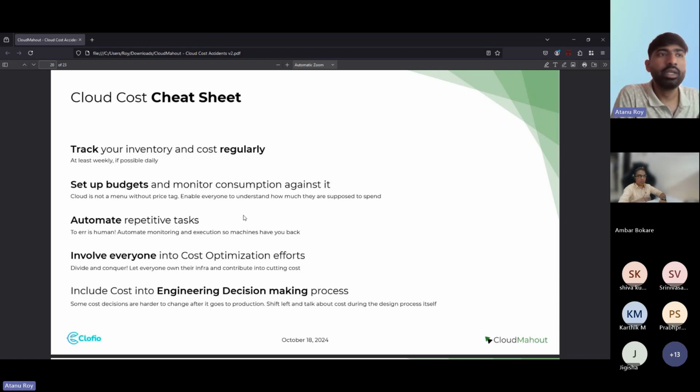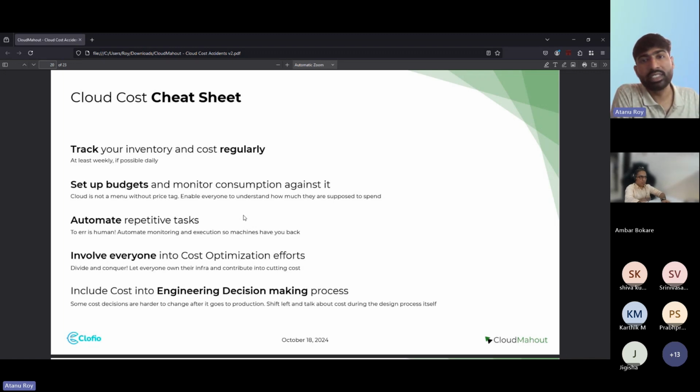Automate your monitoring. You can leverage the default cloud capabilities. If you are operating on a single cloud platform, you can leverage its capabilities, setting up budget alerts, automating the start and stop of your infrastructure. You can write your own Python function. You can take up any of the open source tools, but automate the monitoring and execution of your cost optimization strategies, right? Automate as much as you can.